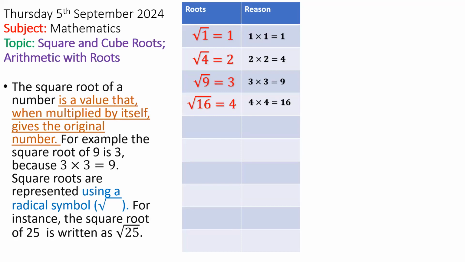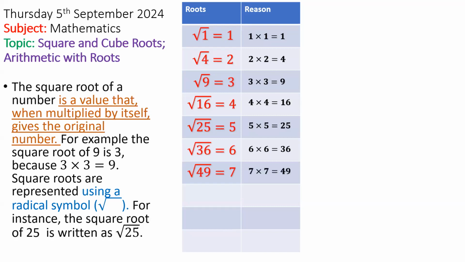Then we have the square root of 25. What is the square root of 25? 5. Why? Because 5 times 5 is 25. Very good. What's the square root of 36? 6. Why? Because 6 times 6 is 36. What's the square root of 49? 7. Why? Because 7 times 7 is 49.